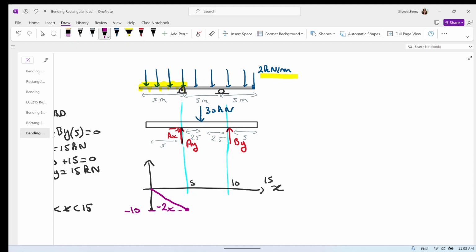After that, we have a bump with AY. Let me write it: AY equals 15, BY equals 15. So there we will go up by 15, so this distance there is 15, and we end at 5 kilonewton. Now we have again the distributed load from 5 to 10 with the same slope. So we will go down like this.